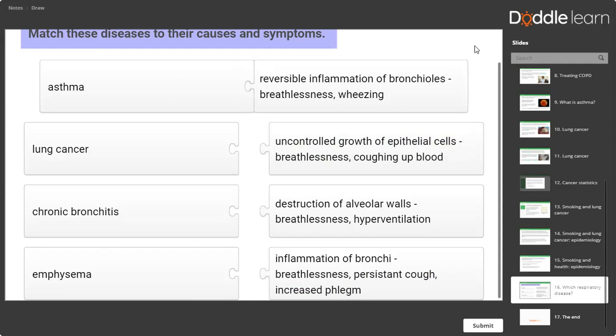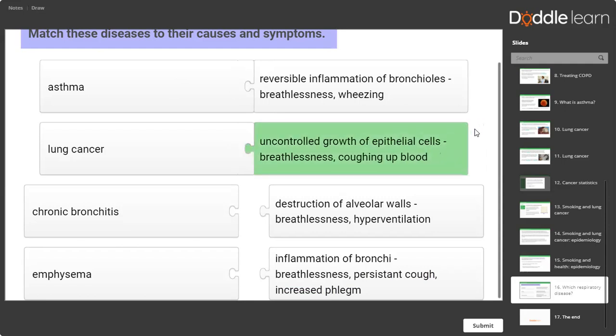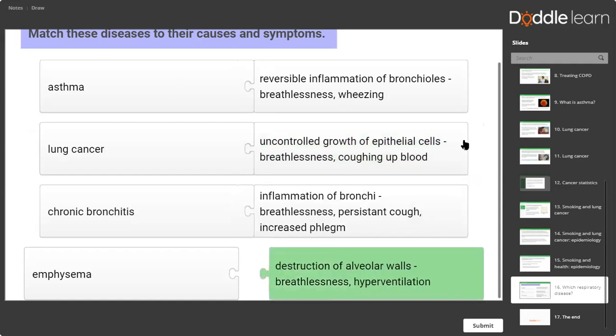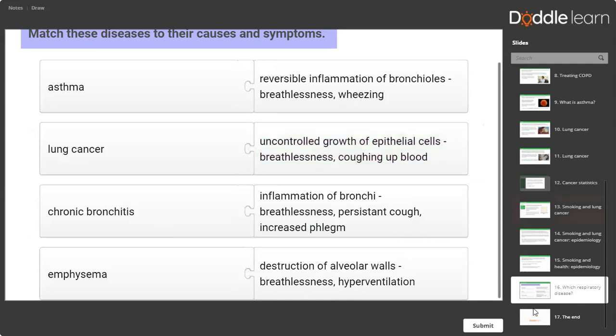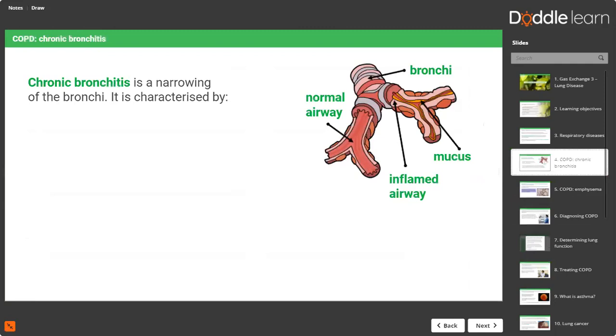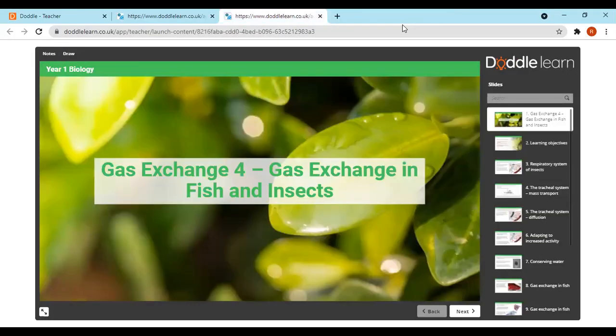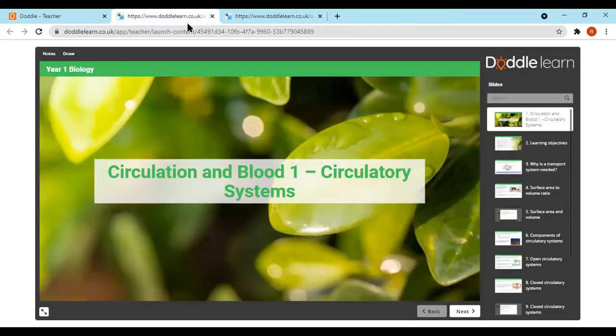Lung cancer is an uncontrolled growth of epithelial cells, breathlessness, and coughing up blood. Chronic bronchitis is the inflammation of bronchi, breathlessness, persistent cough, and increased phlegm. And then finally, emphysema is the destruction of alveolar walls, breathlessness, and hyperventilation. So that is lung disease.